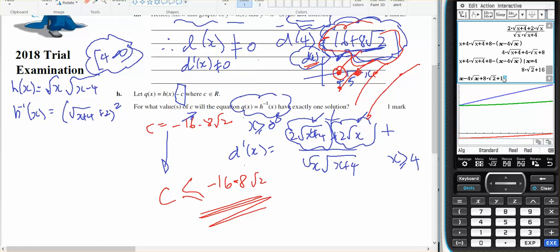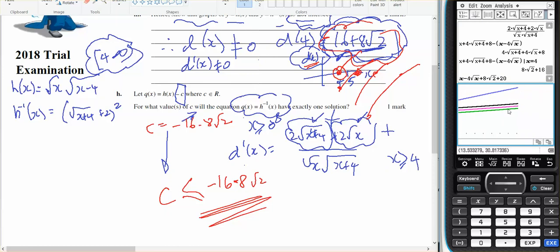If I added something bigger like 18, so 8 root 2 plus 18, then I still have one intersection point. And if I have plus 20, I still have one intersection point. And if I go out here, the graphs get further and further apart, so I still only have one intersection point. So I think that c has to either equal negative 16 minus 8 root 2 or be less than it.